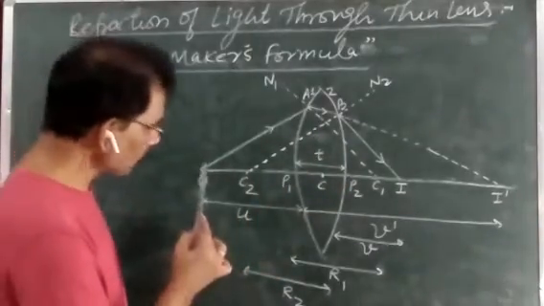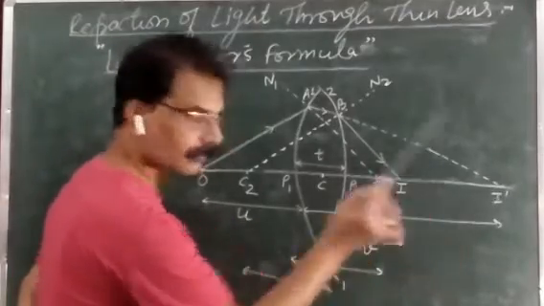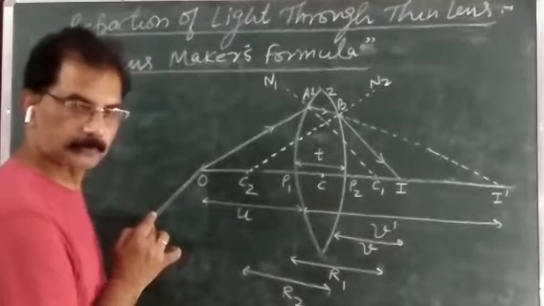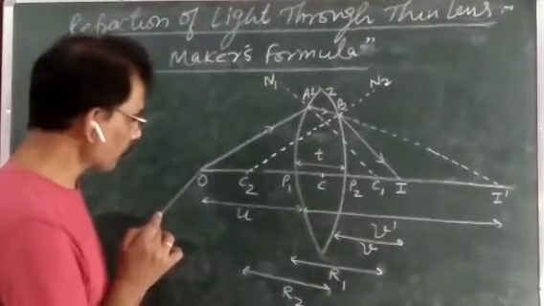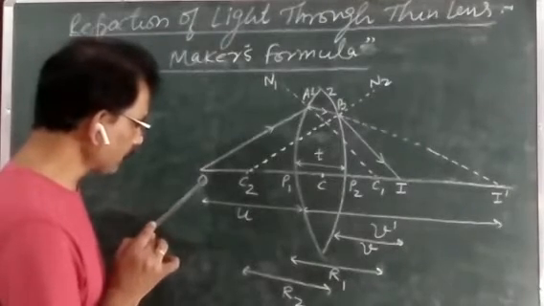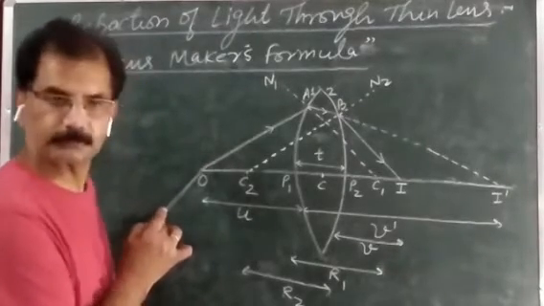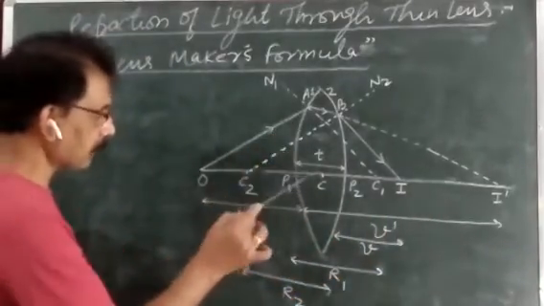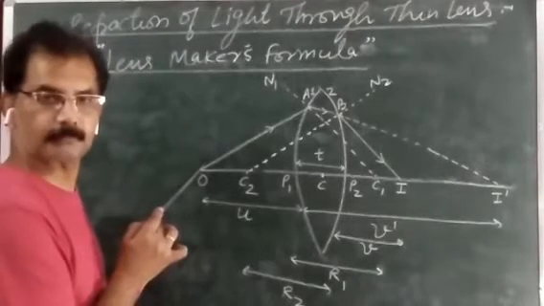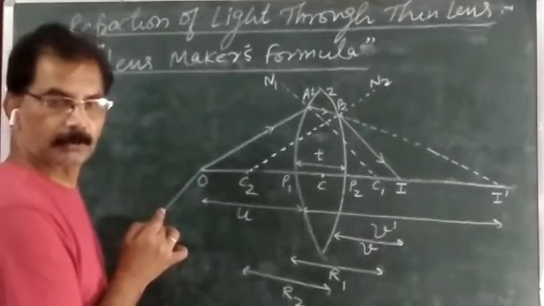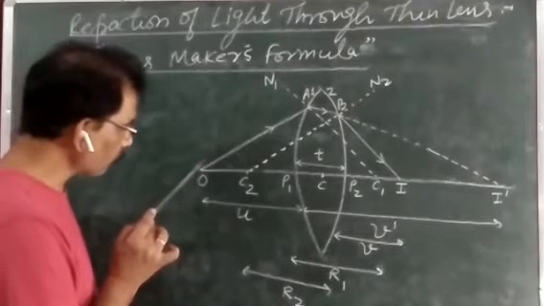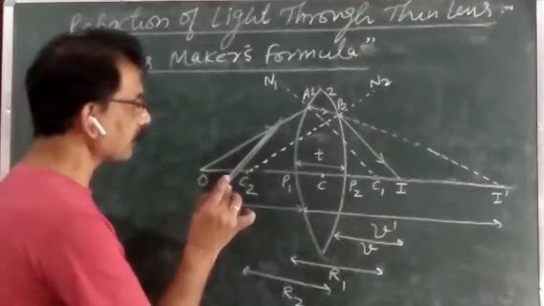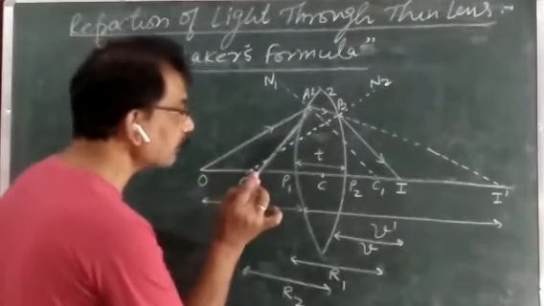Next, this one is the principal axis. And suppose an object O is placed at this point on the principal axis. हम मान लेते हैं कि इस लेंस के principal axis पे कोई object O रखा है. So when a ray of light starts from this point O, this ray of light is going from rarer to denser.